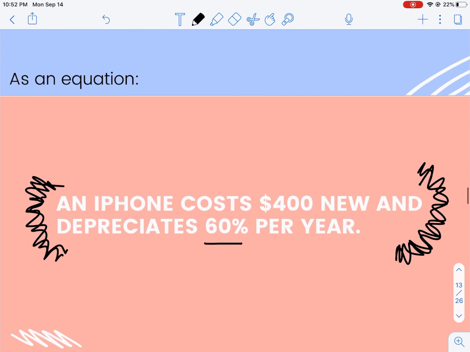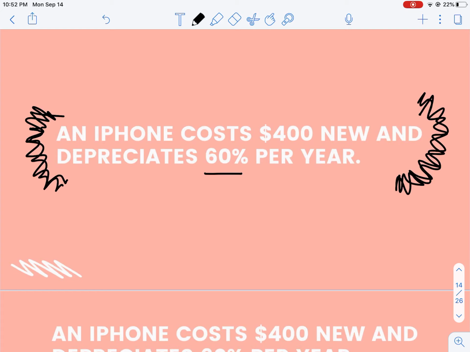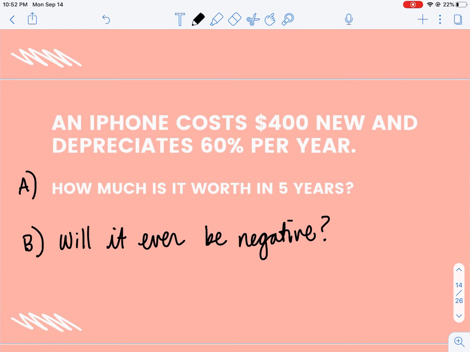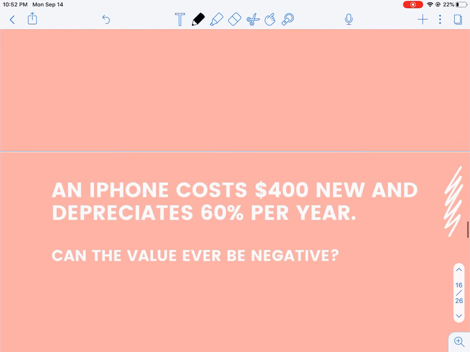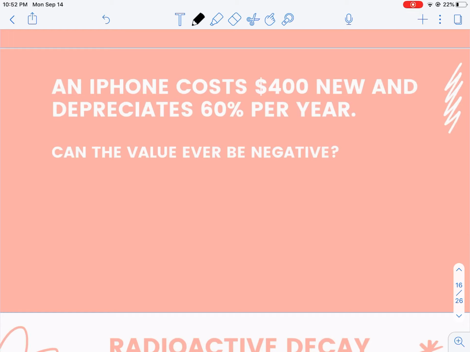Okay, so question 1: an iPhone costs $400 new and depreciates at 60% per year. How much will it be worth in 5 years? And will it ever be negative? Okay, can the value ever be negative? Those are your 2 questions there.